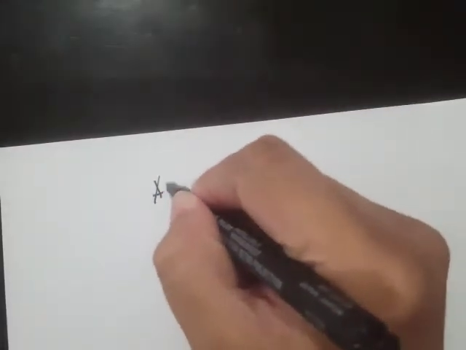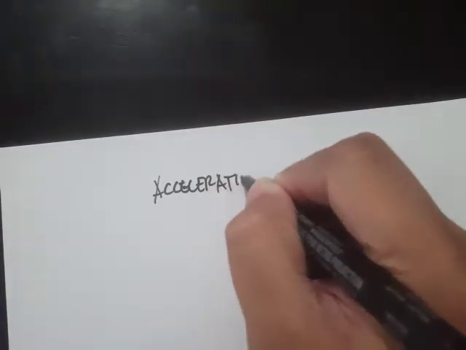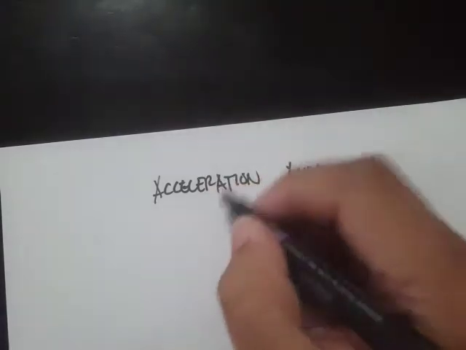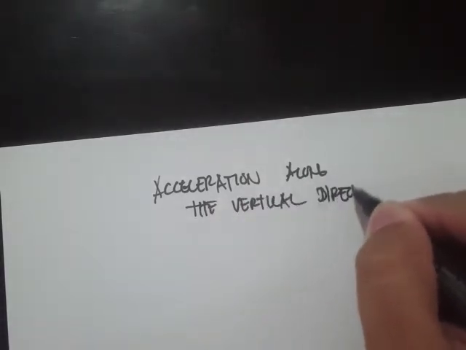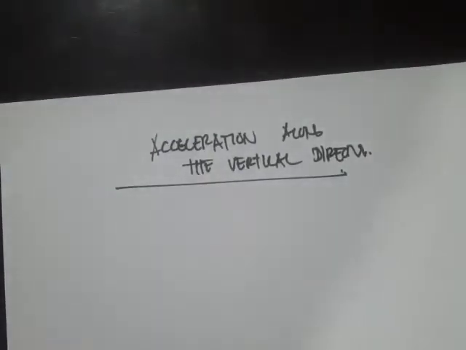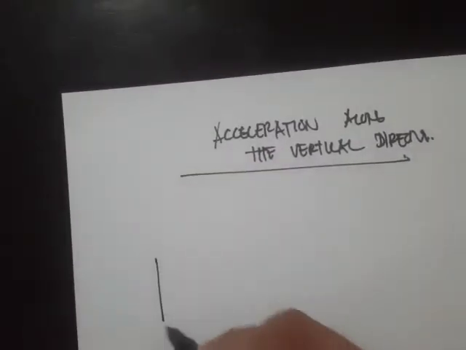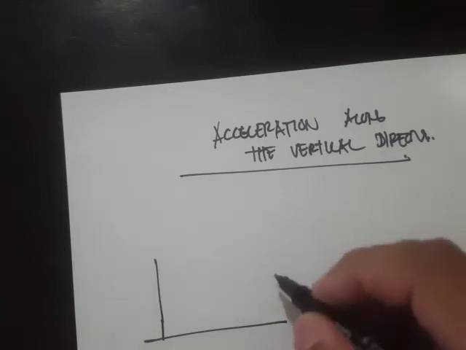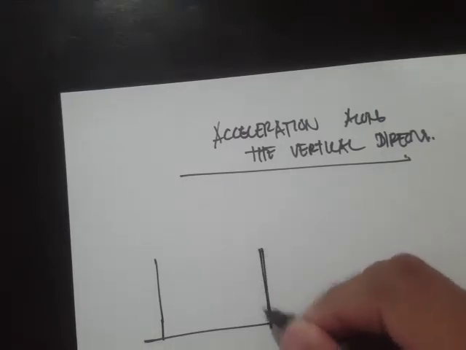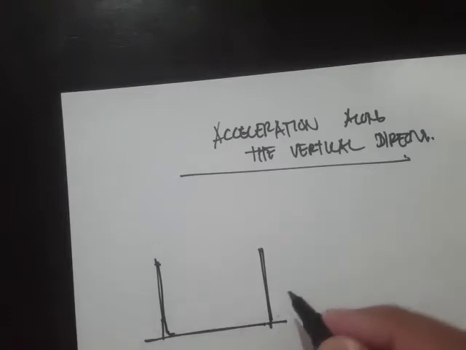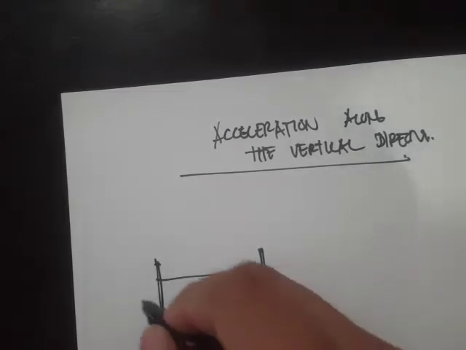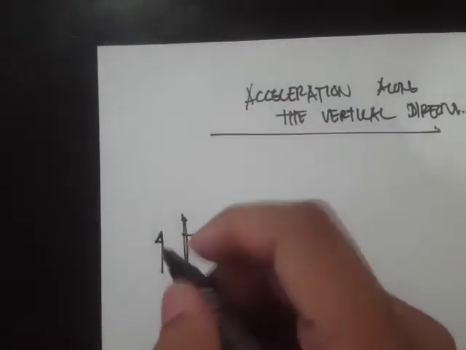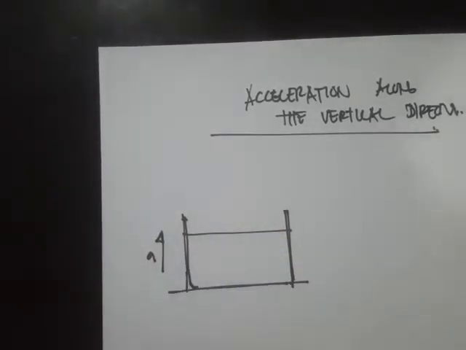So let's write it here. Acceleration along the vertical direction. Right, so we'll try to draw first the container. So this is our container or vessel, and it's filled with liquid, and we have this acceleration along the y direction. Okay, so it's accelerating upward.